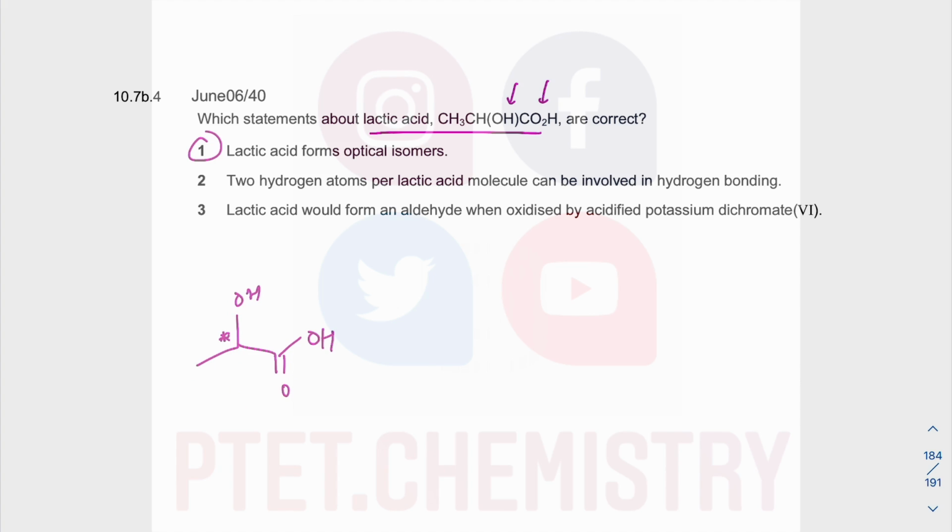And then they say 2 hydrogen atoms can be involved in hydrogen bonding. That is correct because the first one is this thing, delta plus, delta minus. The second one is the one from the carboxylic acid.